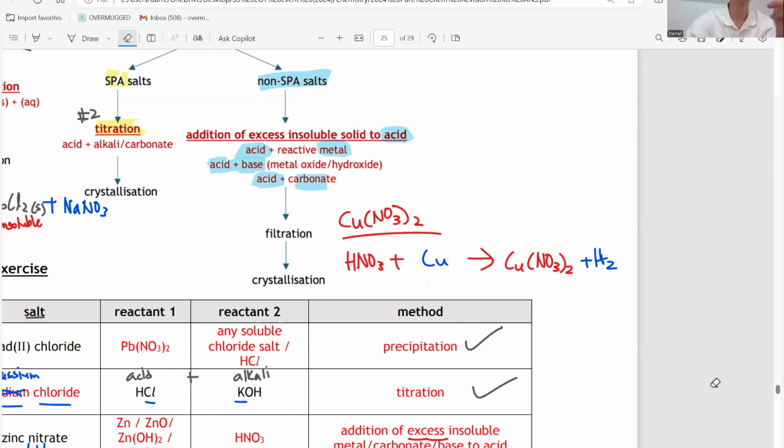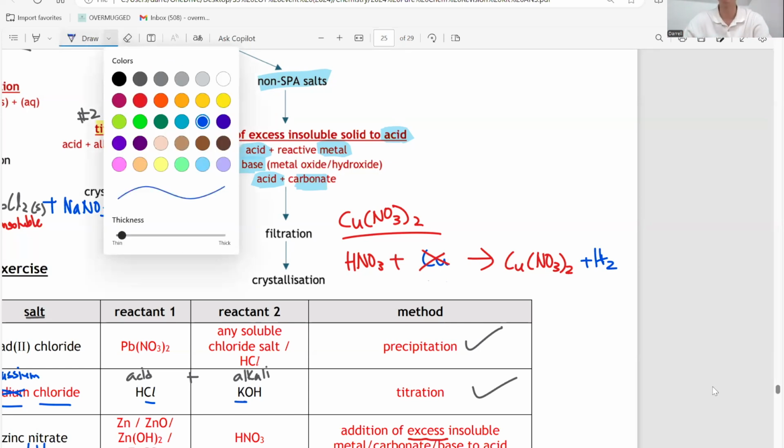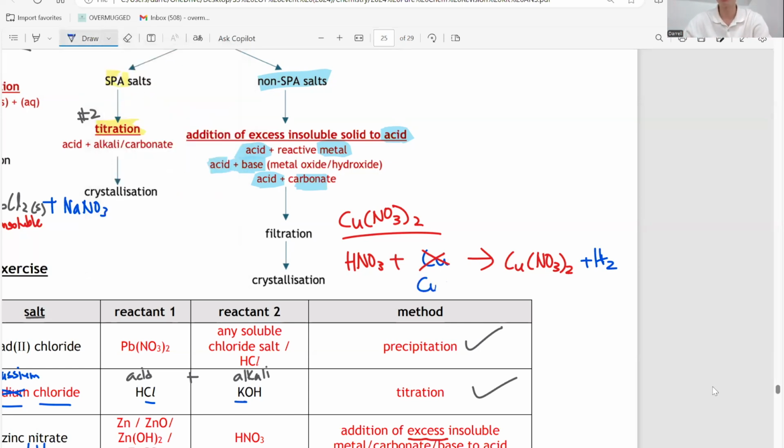Copper metal, in case you have forgotten, is unreactive with acid. So is this still the correct method? Yes, but you cannot react it directly with the metal, which means what should you react it with instead? You either do the base or you can do the carbonate. I re-emphasize again, the choice of method here is correct. However, due to the nature of copper, you cannot react the metal directly with the acid, but you can still react it with the base or even the carbonate version.